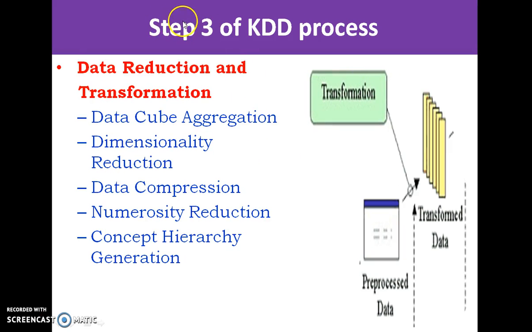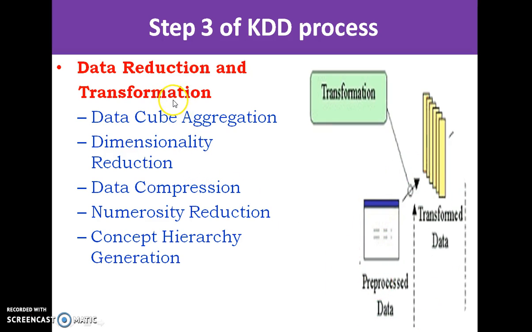The next step, step 3 of the KDD process, is data reduction and transformation. As the name indicates, the pre-processed data may have a larger size, in which case the KDD process may take more time. So this pre-processed data, which is of large size, is to be transformed into another form of very small size without losing any characteristics or properties that exist in the pre-processed data.